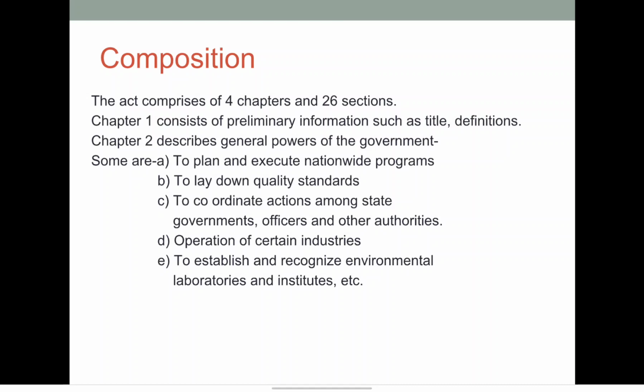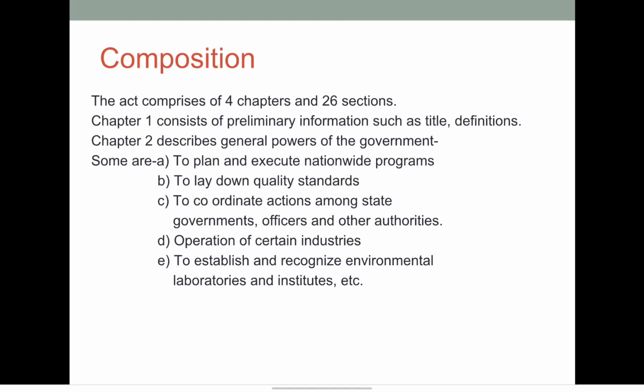So all of these standards, that is quality standards, are laid down by the central government. So this power is given to the central government.